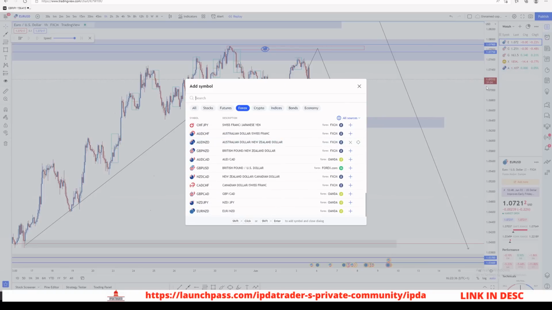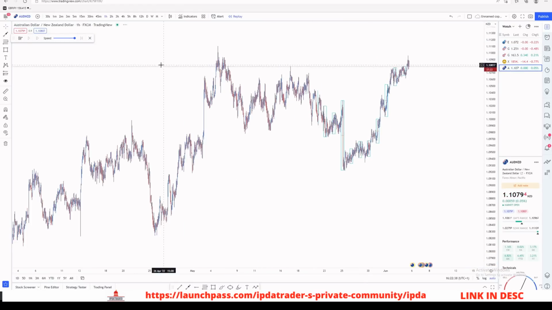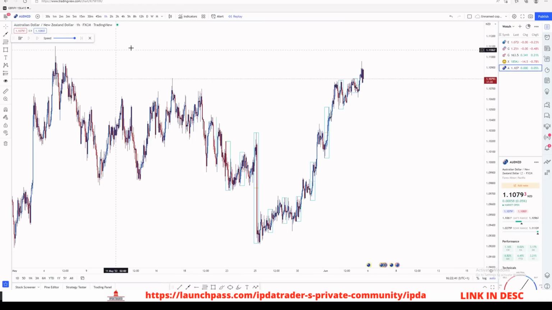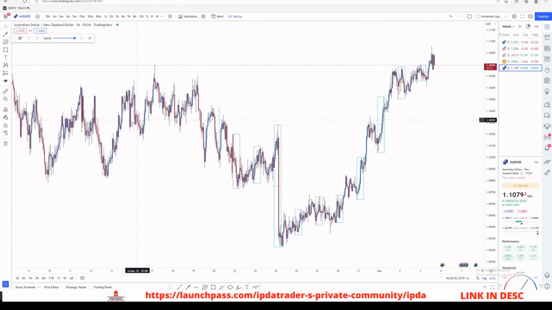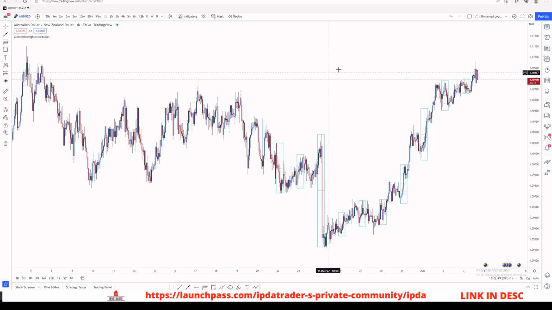Let's do this. AUD CAD. Awesome. You can see why I don't trade this pair. You can see the movement, but it's fine, right? We're just going to be applying, let's get rid of this, the ideas and setting up a potential trade expectation based on the scalping rules, right?